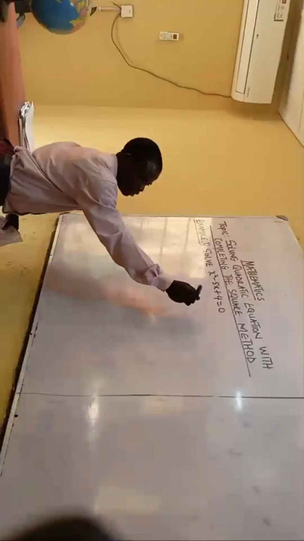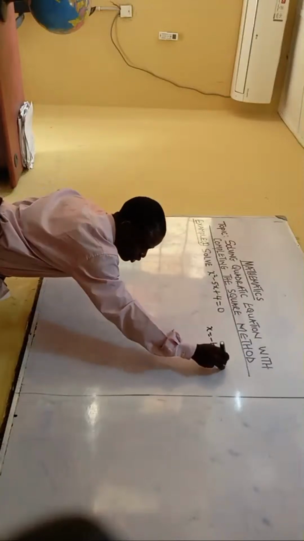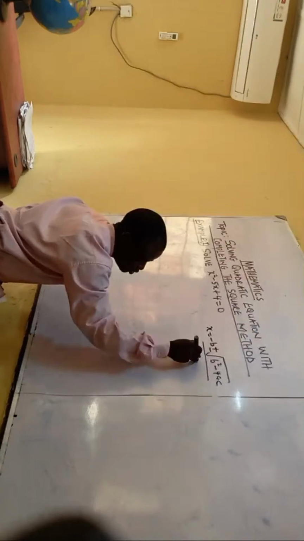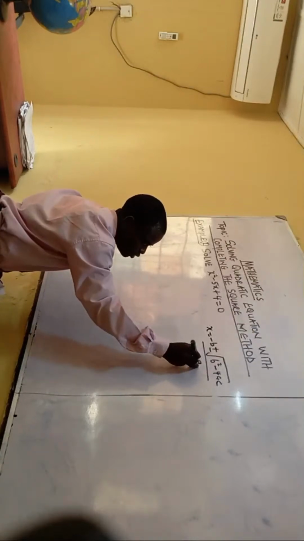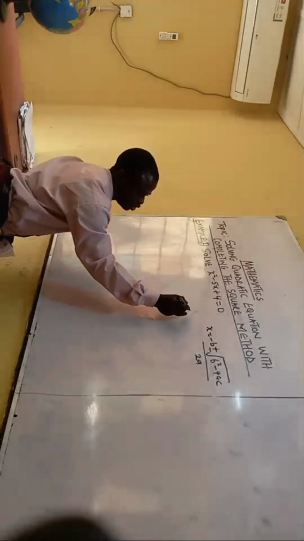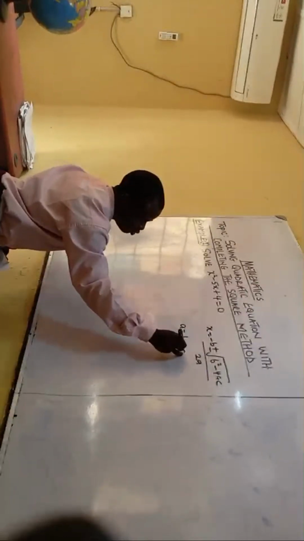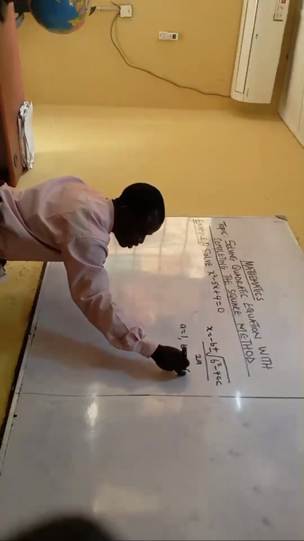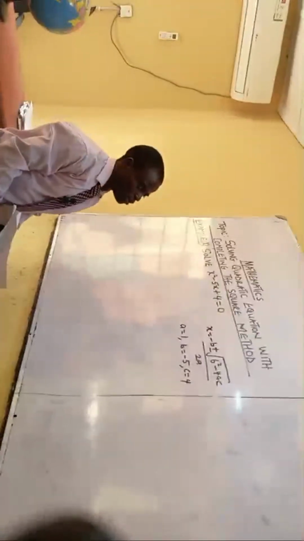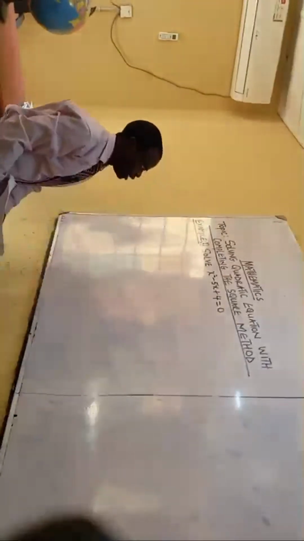Now let's see. We have the general formula method, which is x equals minus b plus or minus the square root of b squared minus 4ac, over 2a. Very simple. Here, if you want to use the general formula method, you have a to be 1, b to be minus 5, c to be 4. But we are not using the general formula method. We are going to use the completing the square method.